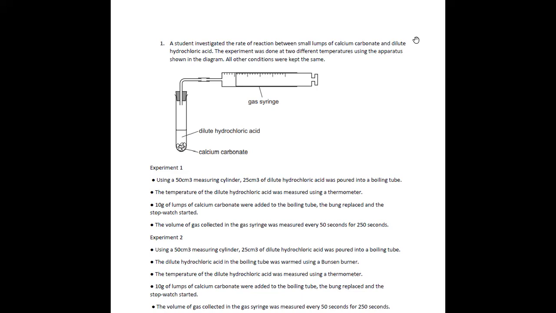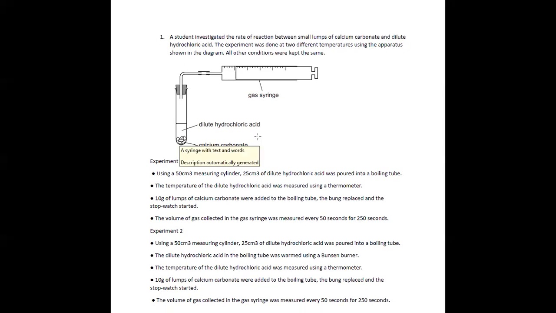The question is saying a student investigated the rate of reaction between small lumps of calcium carbonate and dilute hydrochloric acid. The experiment was done at 2 different temperatures using the apparatus shown in the diagram. All other conditions were kept the same. So we have this setup. I have the gas syringe, collecting the gas in the gas syringe. I have small lumps of calcium carbonate and dilute hydrochloric acid, and I have to perform the experiment at 2 different temperatures.